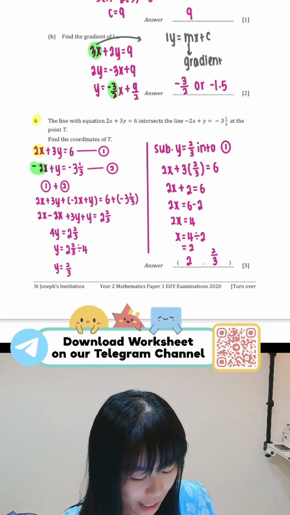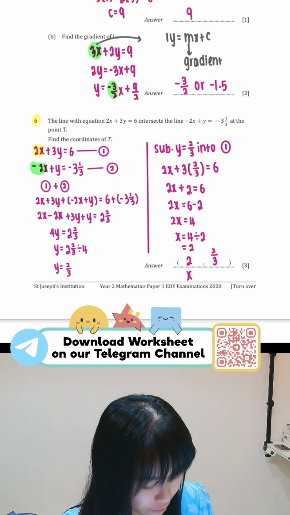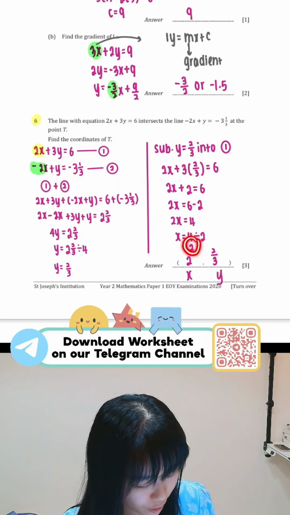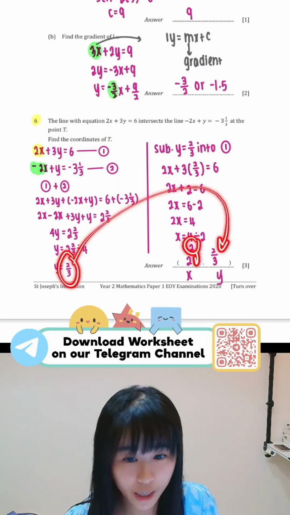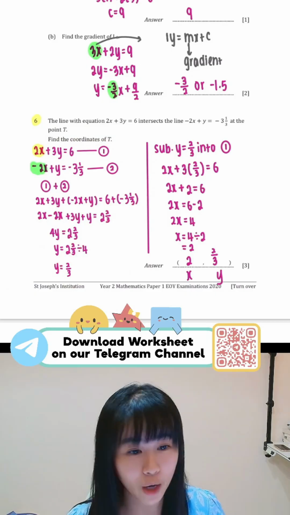Then remember your final answer coordinates, you must always write x first then y. So you have to put the 2 first here, then you put your y here. Do not switch the order up, because if you switch the order up, your answer will be wrong.